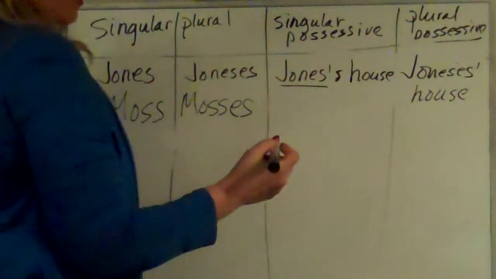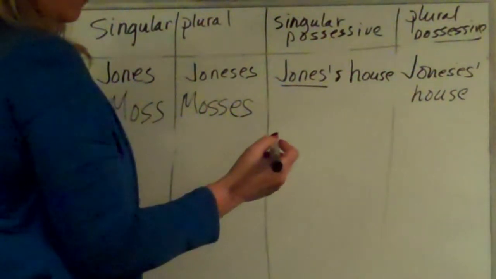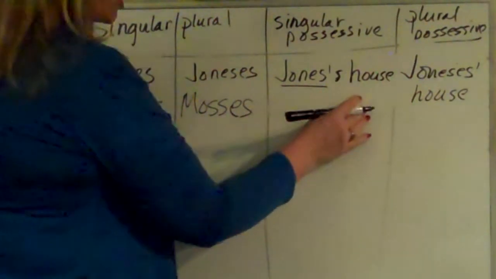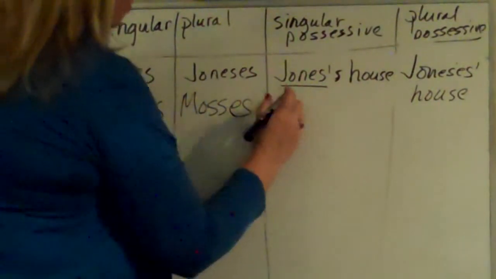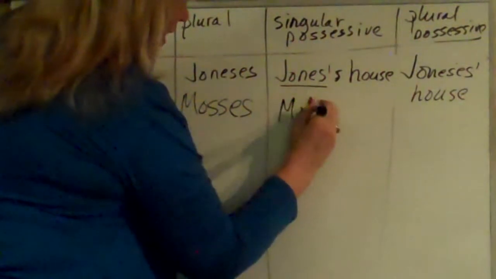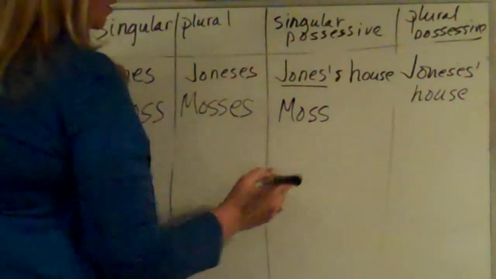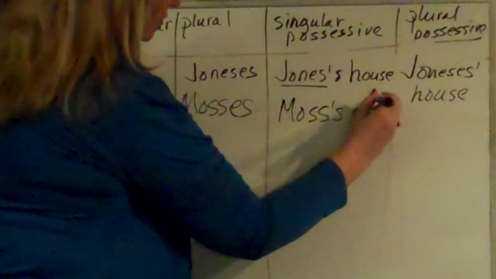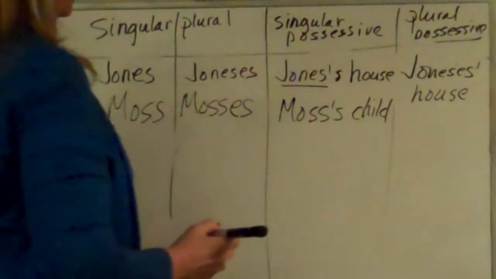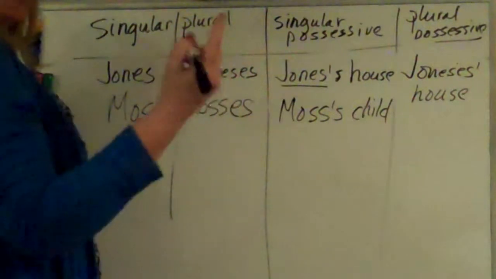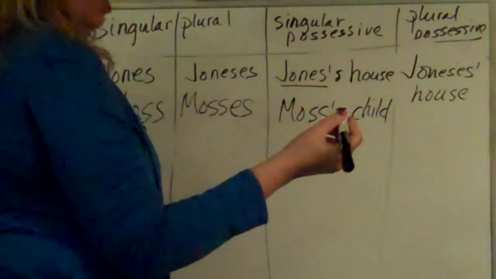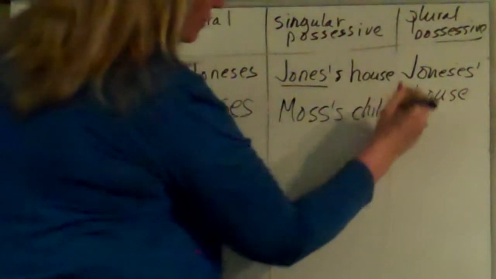Now let's say it's Mrs. Moss's child, okay? So it's the child of Mrs. Moss. So we would write Moss, then I'd write apostrophe S, and then here's my noun. Okay? If it were two people and it's their child, like the Moss's child, it sounds just like this, right? But the meaning is different.